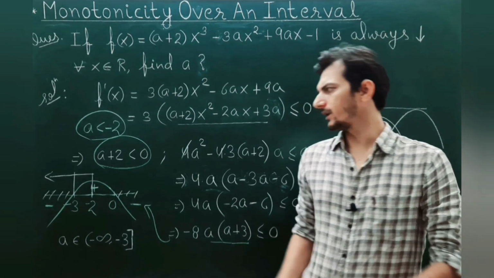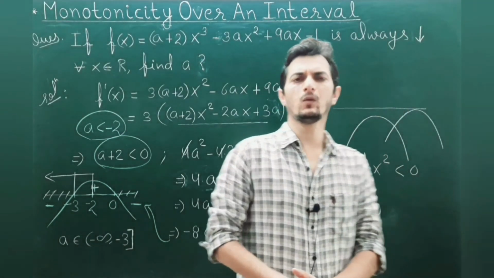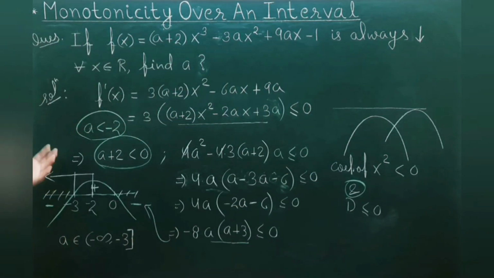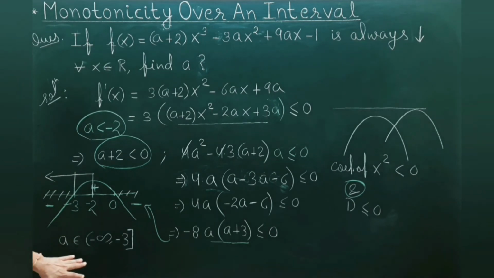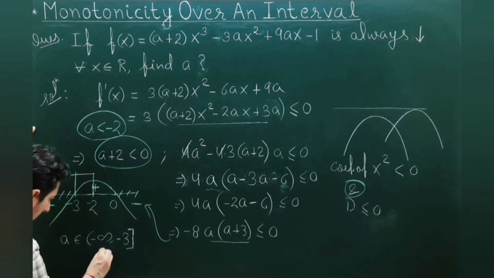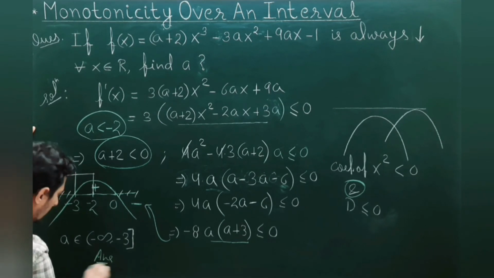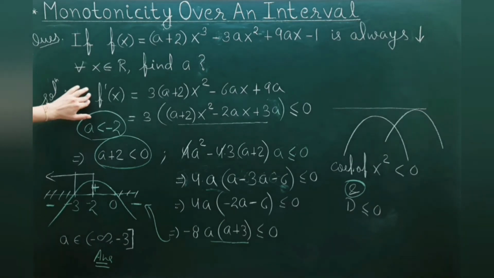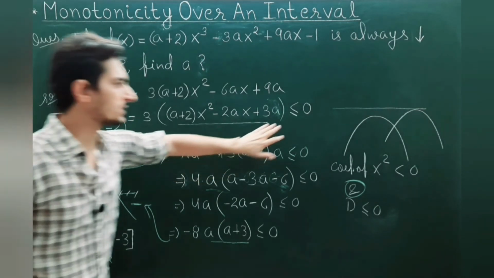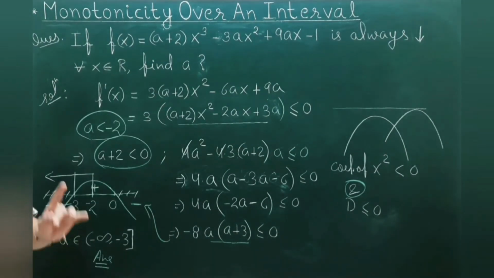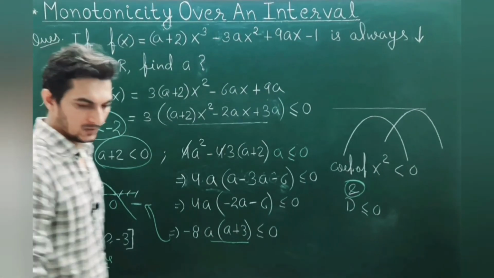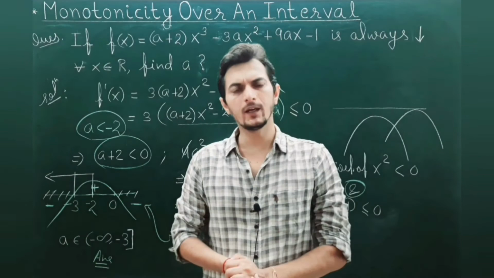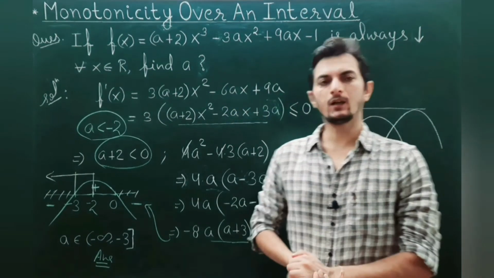So all these little things that I'm talking about, wavy curve or the sign scheme, I hope you are very much comfortable with that, okay. So finally I am having this answer that if a is less than equal to minus 3, or it is from minus infinity to minus 3, this derivative will be always less than equal to 0, or the function will become always decreasing, okay.